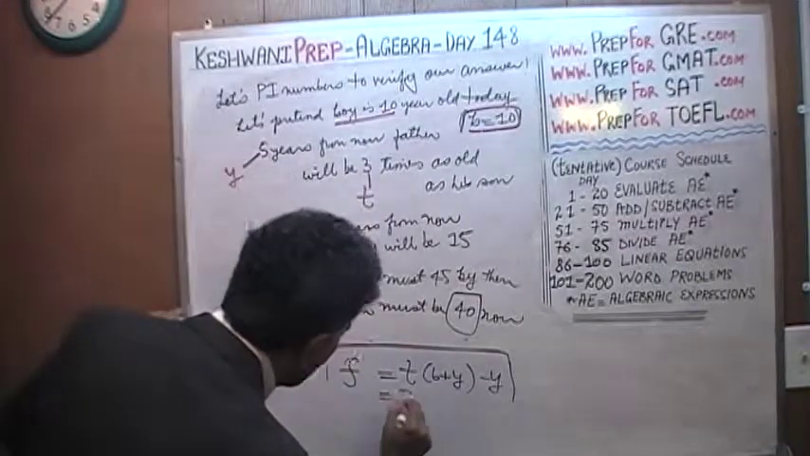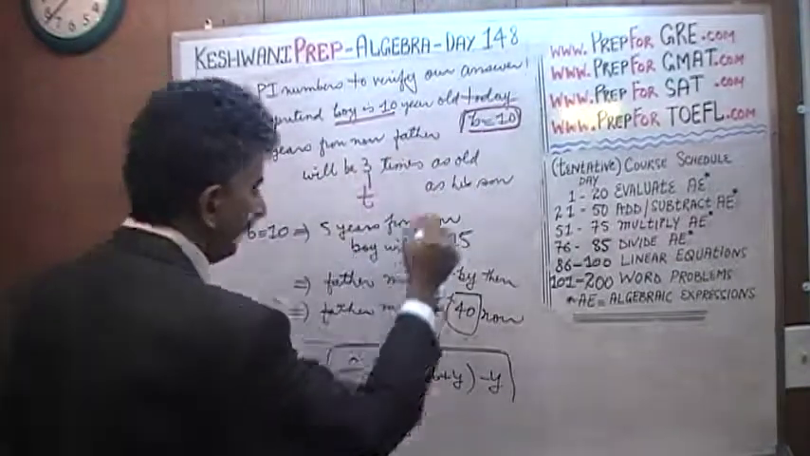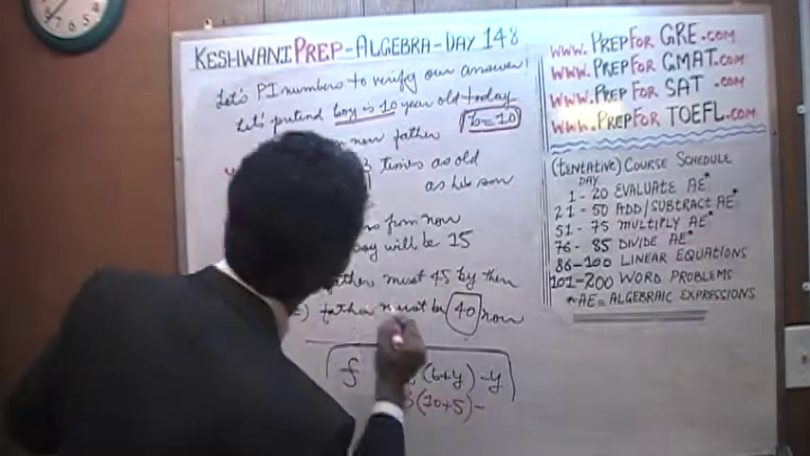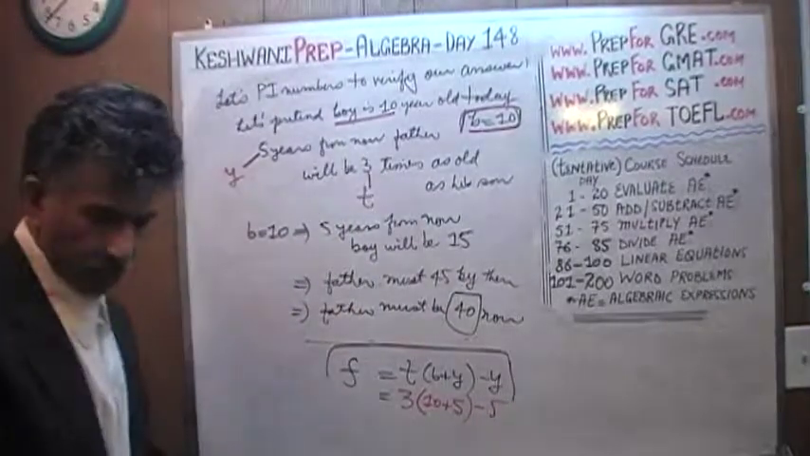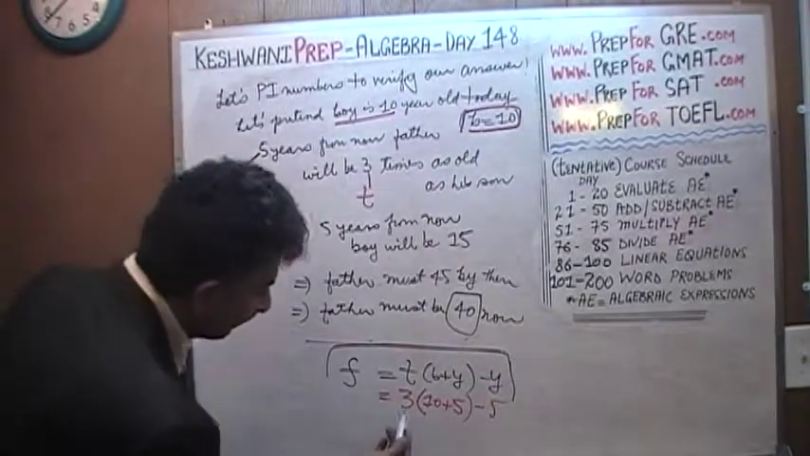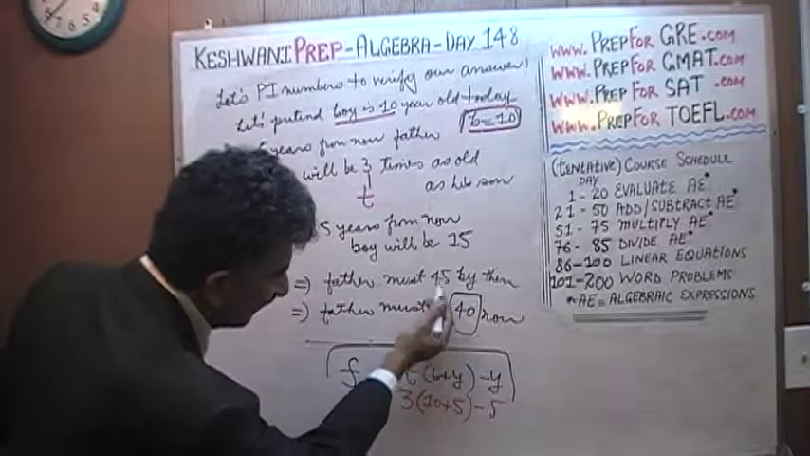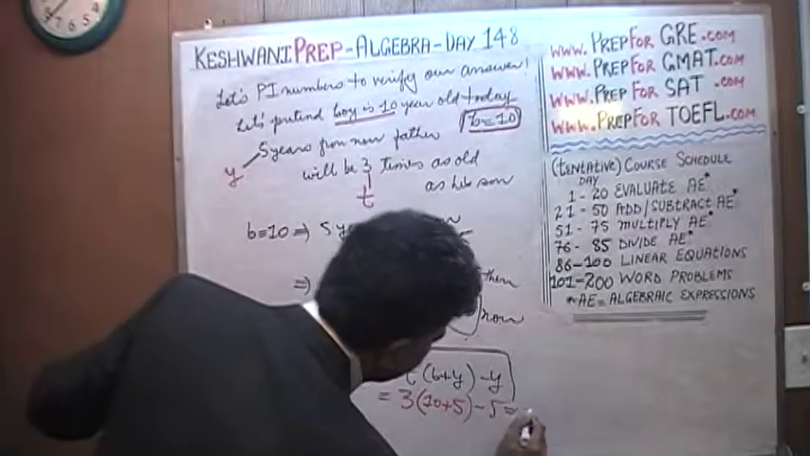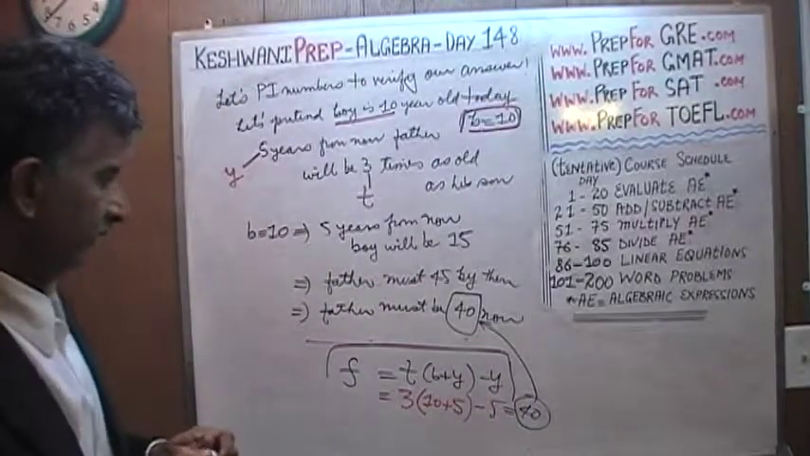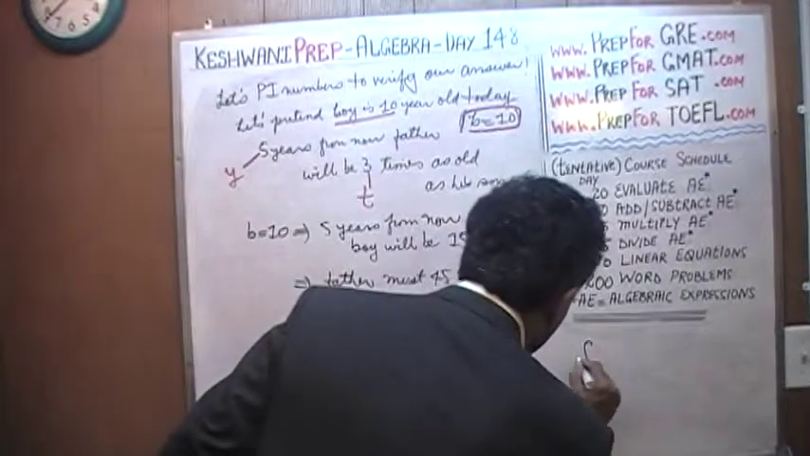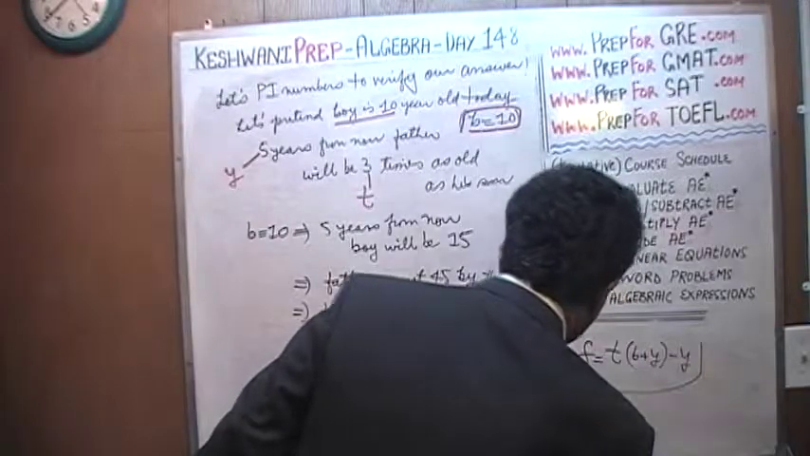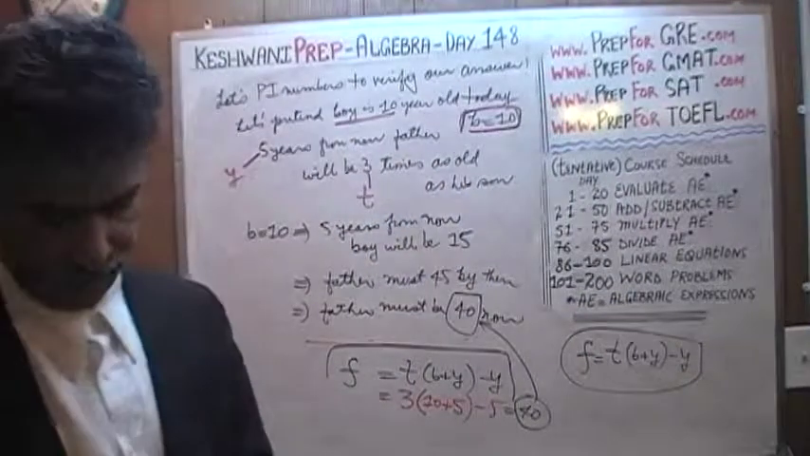T is 3. B is 10. Y is 5. Minus Y, which is 5. Watch what happens. 10 plus 5 is 15. 15 times 3 is 45. 45 minus 5, voila. He must be 40 today, which is exactly what we found. It is the right answer. This answer is in fact the right answer. Father today is T times B plus Y minus Y. That is the current age of the father. That's it. You're done.